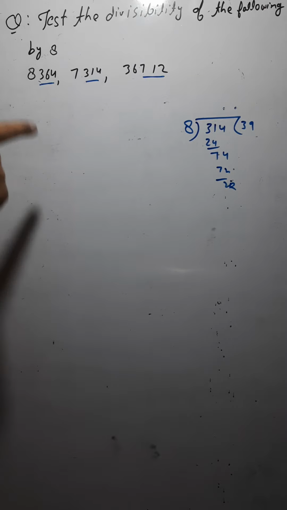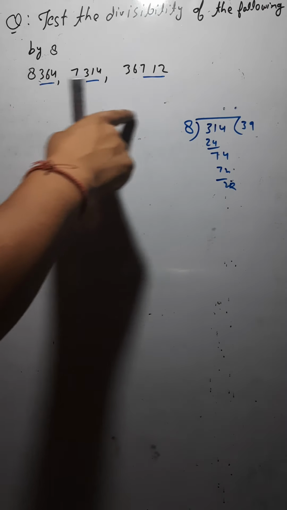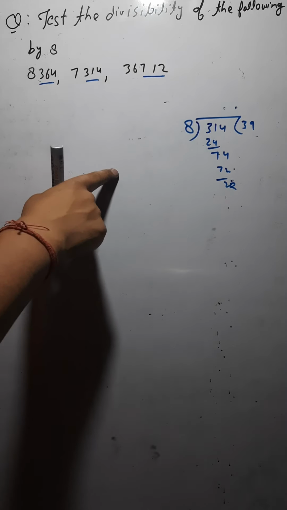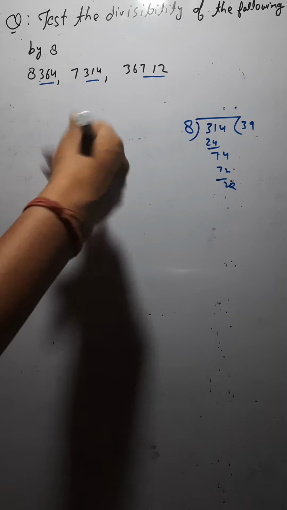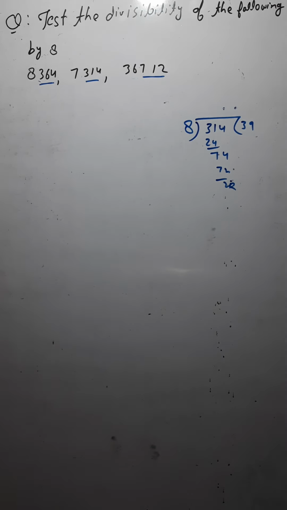So again you would write the given number, means 7314 is not divisible by 8, since the number formed by the last three digits, that is 314, is not divisible by 8. Will you write it? Yes. Okay, let me write it.